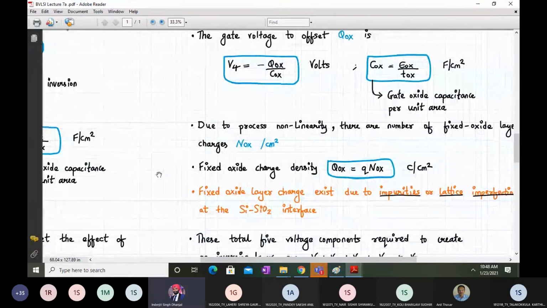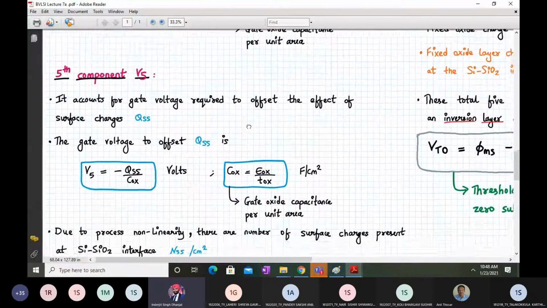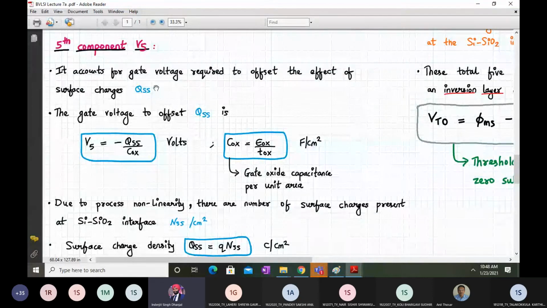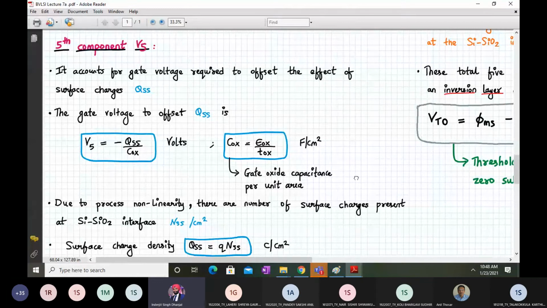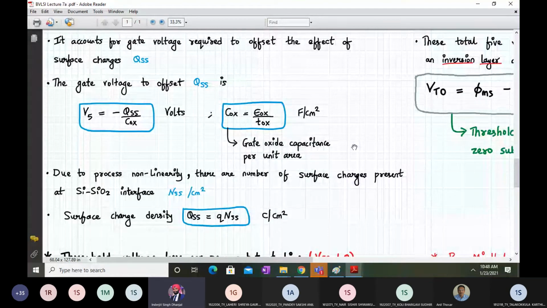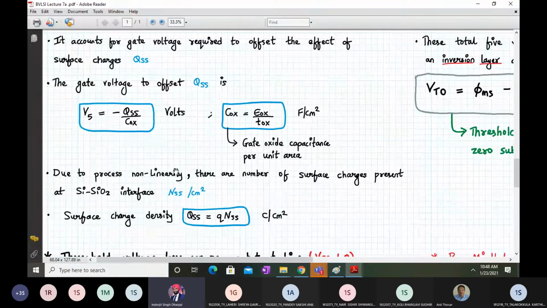Now there is, I think, one more component required, V5. V5 accounts for the gate voltage required to offset the effect of surface charges. Now at the Si-SiO2 surface also there can be charges present. So the gate voltage required to offset QSS charges is minus QSS upon COX. Again, due to process non-linearity or during the fabrication, there can be a number of surface charges present at the Si-SiO2 interface, which is denoted by NSS.